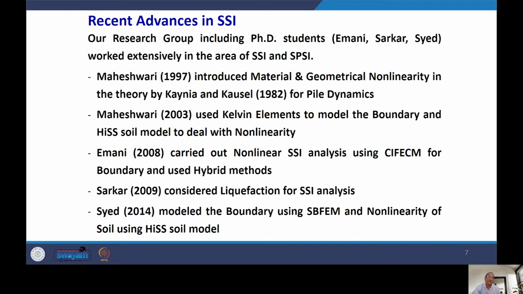So these were some of the advancements made in this area of soil interaction by our research group, and we will discuss only some of them, not all, because it is not possible and it is not required also, because we are dealing with this as a part of earthquake resistant design of structures. We need to see how to model soil pile interaction, because pile foundation is one of the important issues which is required for the seismic loads.